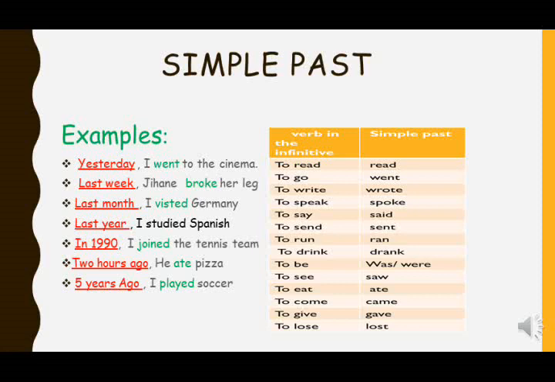The chart here gives you some irregular verbs that I want you to remember for the moment. So here we have the verb to read. In the past we use it just as read. We don't change anything. I read today. I read yesterday. It's the same. I go to the cinema today. I went to the cinema yesterday. When we talk about the past, we use the verbs in the second chart. So I hope it's helpful.